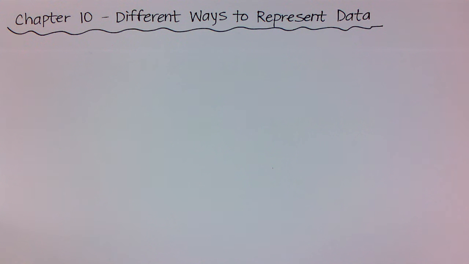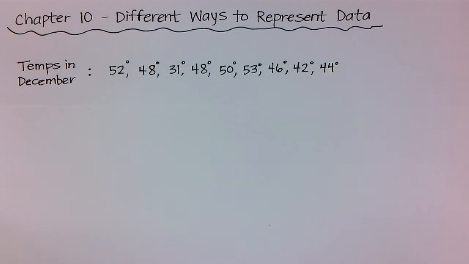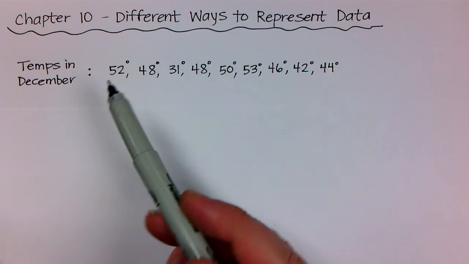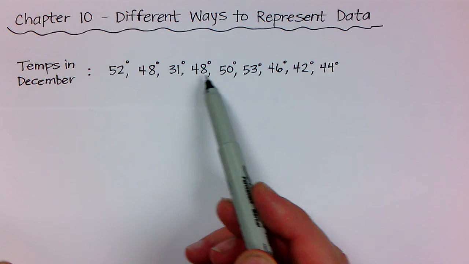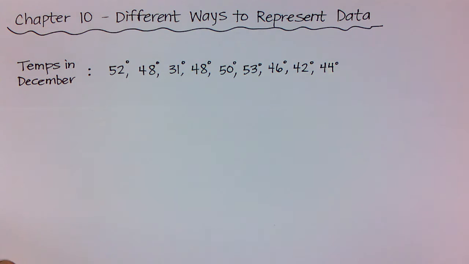Hi class, we're going to learn a lot of different ways to represent data that's found in chapter 10. So first we're going to start with a set of data. What I have here is a sample of different temperatures that were taken in December. I believe that there are 9 of them: 1, 2, 3, 4, 5, 6, 7, 8, 9. Awesome. So we're going to learn 7 different ways to represent this data.